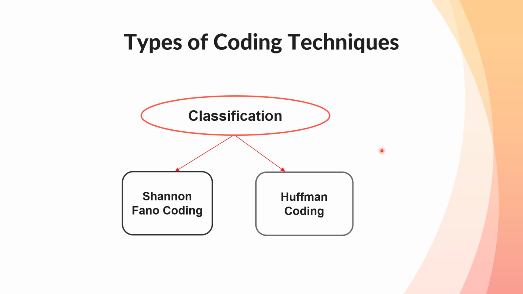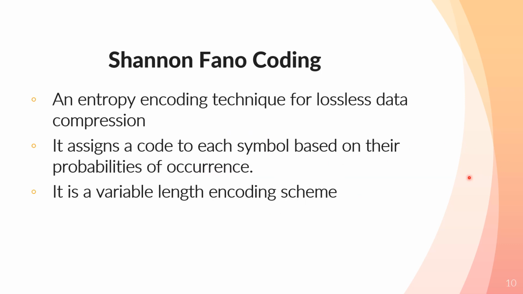The major types of coding techniques are Shannon-Fano coding and Huffman coding. In this video, we are going to learn about Shannon-Fano coding. It is an entropy coding technique for lossless data compression. It assigns a code to each symbol based on its probability of occurrence. And as already told, it is a variable length encoding scheme.